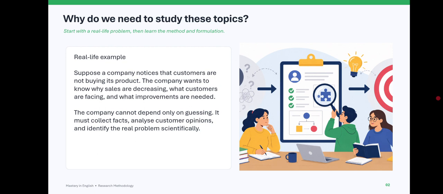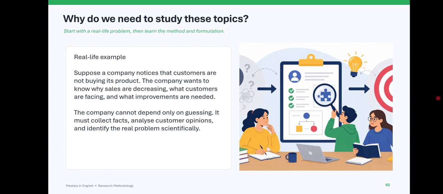They also need to analyze the customer opinions, like they first of all identify these reasons. Maybe customer want the less price of the product, customer maybe want the good quality of product. So it's the responsibility of the company. They analyze the problem thoroughly. They know the customer opinion so that they can provide the good facilities for the customer. In addition to that, they also identify the real problem scientifically.